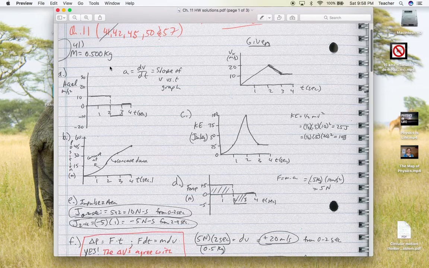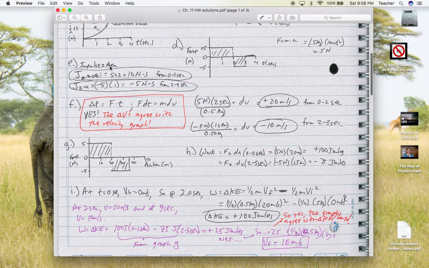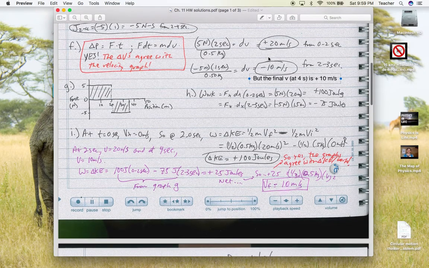This is 41. We went over this in class, talked about it quite a bit on Friday. This one, I'm going to alter, saying that for F, the dV is negative 10 meters per second, but the final V at 4 seconds is plus 10 meters per second. So, kind of need to mention that because that came up in class.